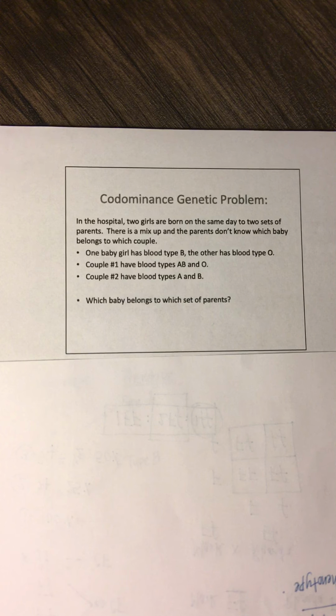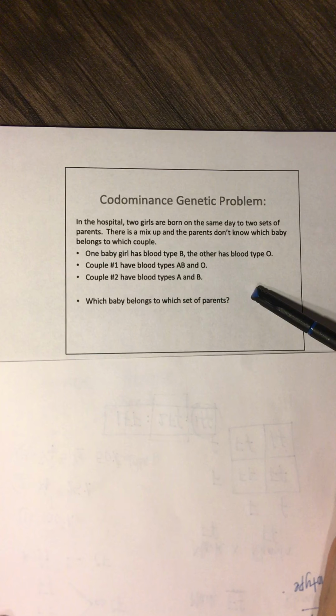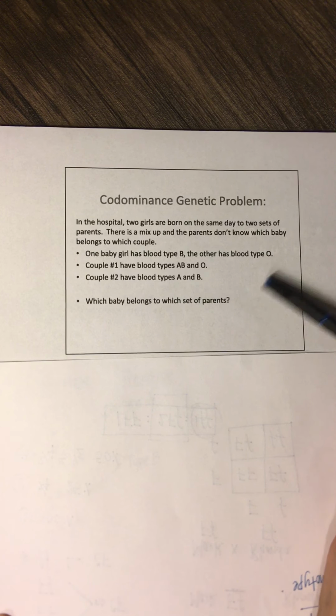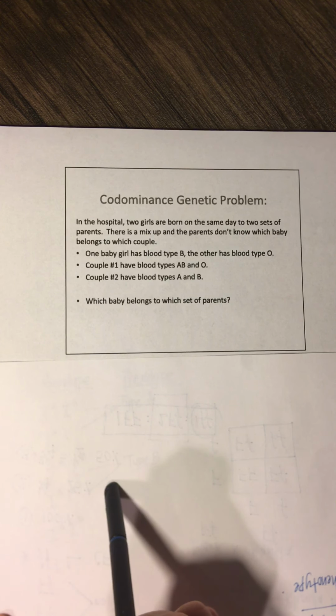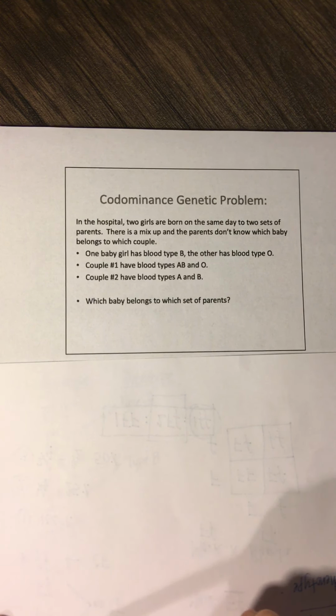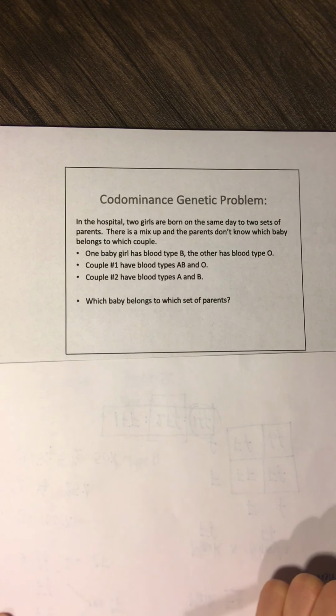In this video, I'm going to show you how you can use Punnett squares to solve genetic story problems. In this particular story problem, we are looking at blood types. Blood types are a classic example of codominance. In codominance, neither allele is dominant or recessive. So neither allele can mask the expression of the other.